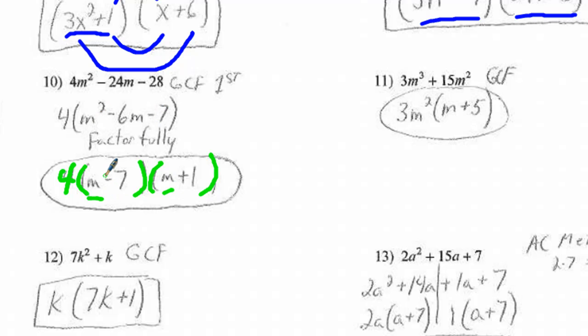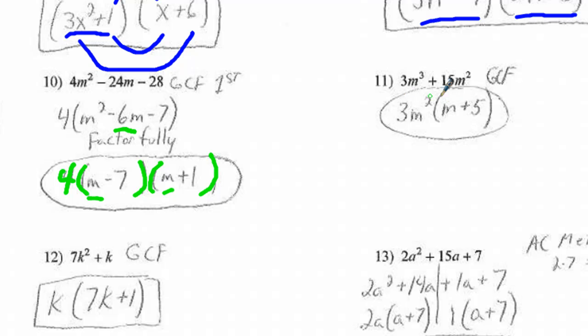It's a negative 7, so I need a minus and a plus. My signs have to be different. To be able to get a negative 6, that's why I put the 7 next to the negative and the 1 next to the positive, so that my outers and inners will add up to this negative 6m. So that checks.